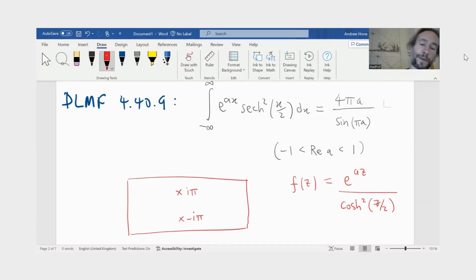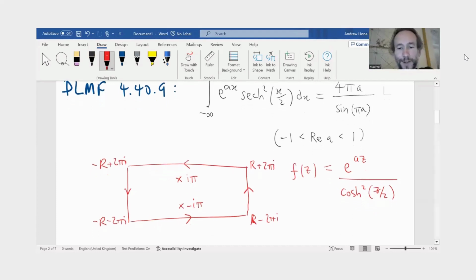And then what I'm going to do is take a rectangle. So there are the vertices of this rectangle in the complex plane, in the z plane. And now what I want to do is a contour integral around this rectangle. We're going to go anti-clockwise, which is the normal orientation that you take for Cauchy's residue theorem.